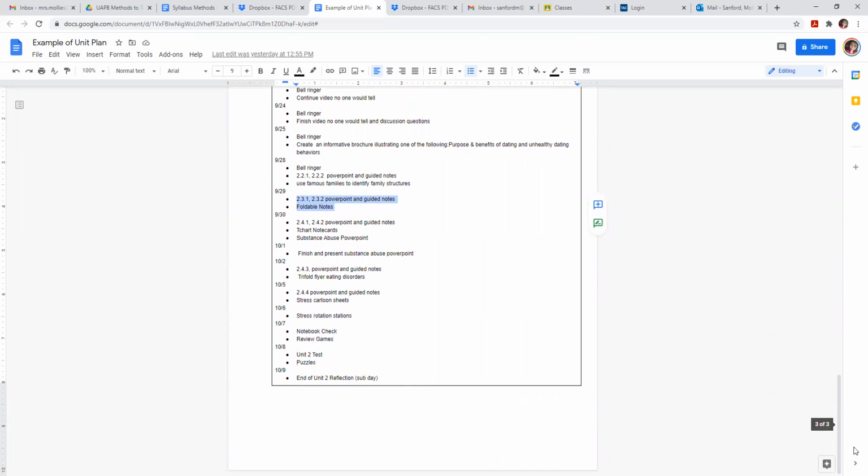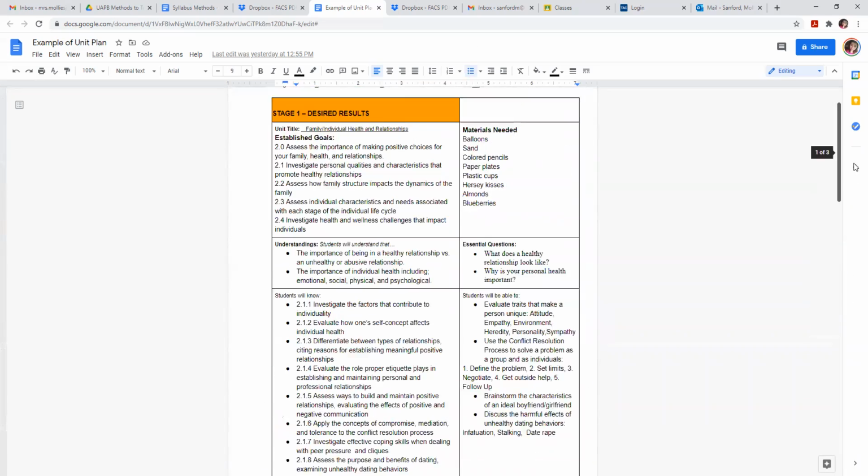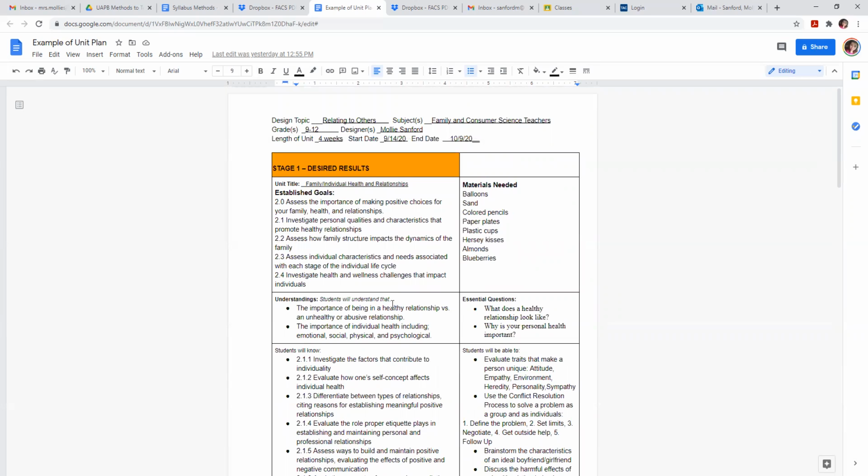Again, I don't expect it to be as fully detailed as this. Just try. This is your first big project we're doing here, so just try and see how far you can get with it. I look forward to looking at everybody's stuff.